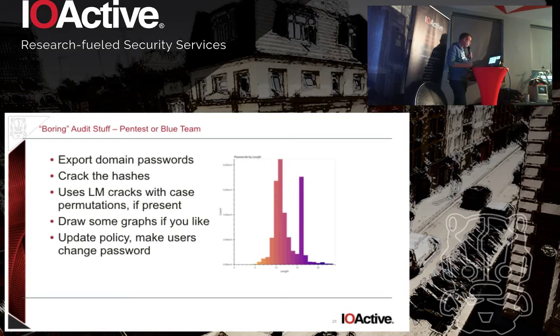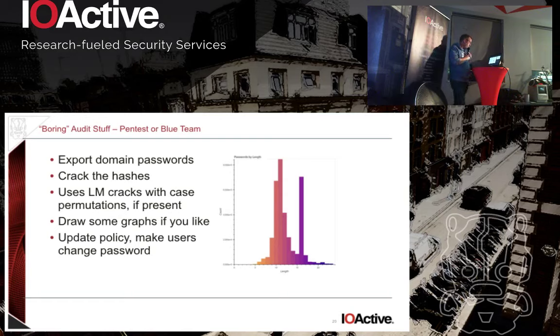So if you're sort of blue team auditing your domain, you can export the domain passwords, crack the hashes, and if you plot the graph, you can work out roughly how strong the passwords are, or at least how likely they are to get broken. So basically anything under 8 characters is probably going to get broken unless you've got weird things that are not representable on a normal keyboard.